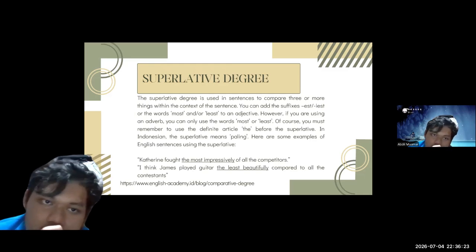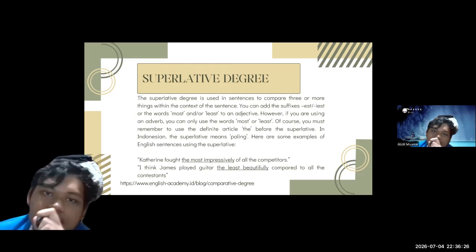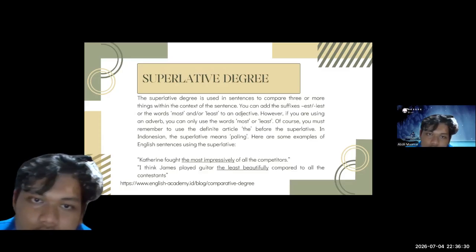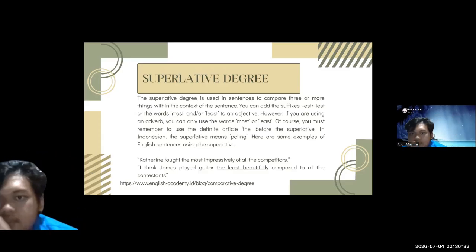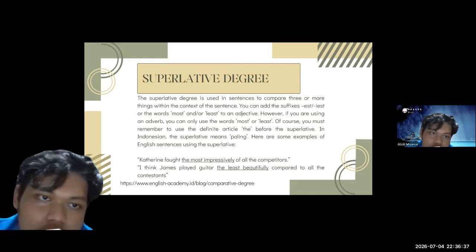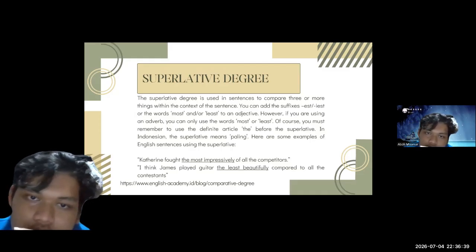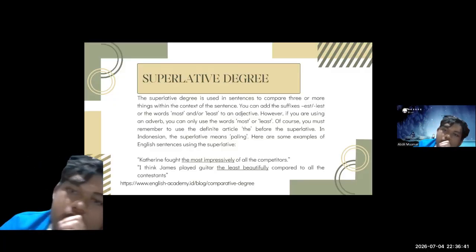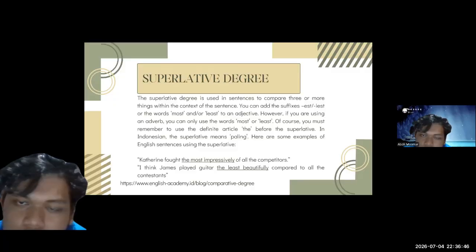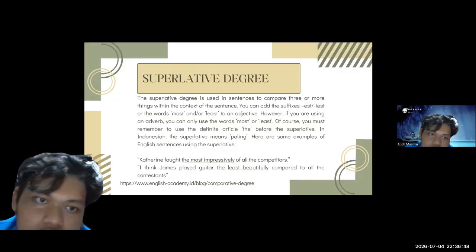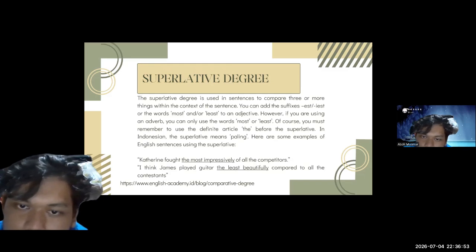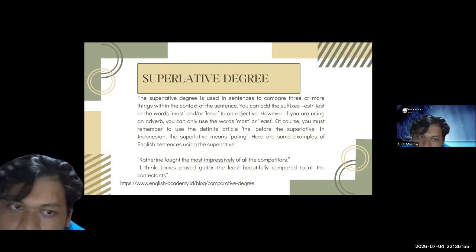Next is superlative degree. The superlative degree is used in a sentence to compare three or more things within the context of the sentence. You can add the suffix est or iest, or the word most or least to an adjective. However, if you are using an adverb, you can only use the word most or least. Of course, you must remember to use the definite article the before the superlative.